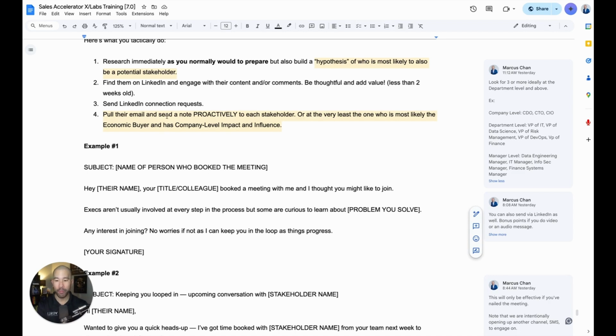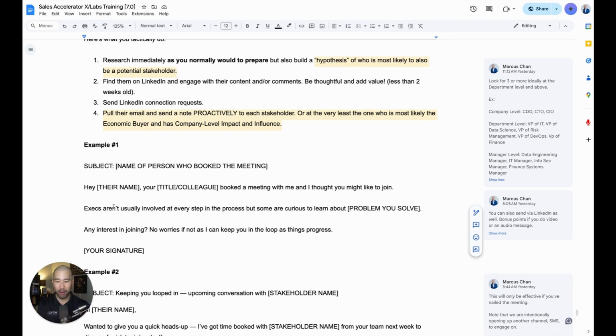By the way, if you're pulling their email, that means you obviously have to have access to their data. So you have to use a tool like ZoomInfo, Apollo, Seamless, something along those lines to be able to have access to the data. Maybe you have it already in your CRM. That'd be great, right? Or you can try to guess what it is, based off the domain of the email of the person you booked a meeting with.